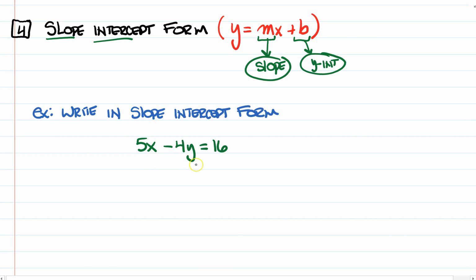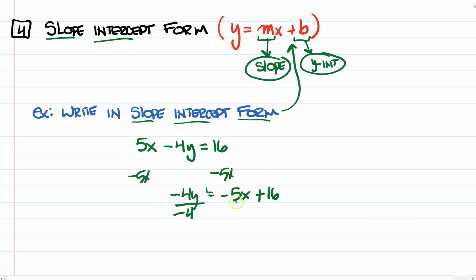If I have 5x minus 4y equals 16 and I'm asked to put this in slope-intercept form, that means I need to make it look like this. So I need to solve for y in terms of everything else in slopes and intercepts. So I would begin by subtracting 5x from both sides. Do the inverse operations. So I get negative 4y is equal to negative 5x plus the number 16. And then I would divide by negative 4 everywhere.